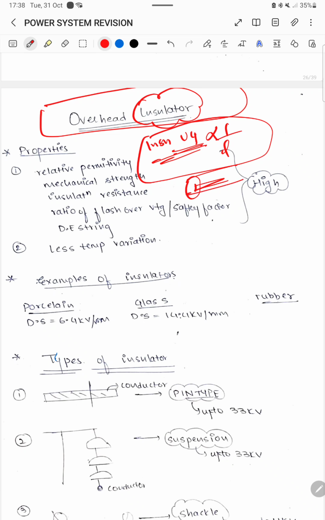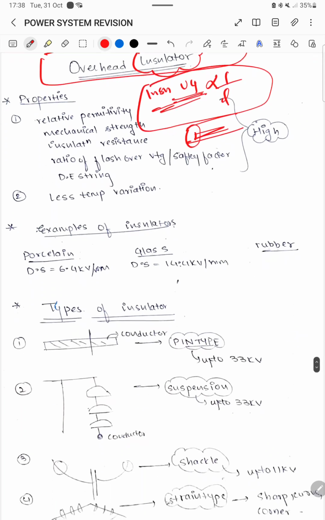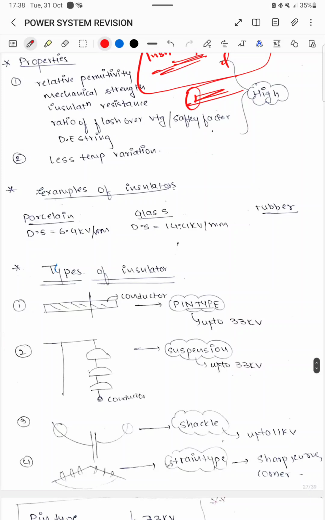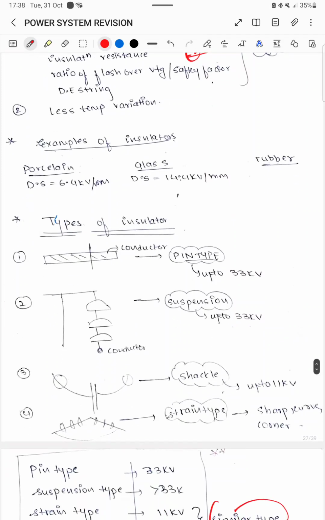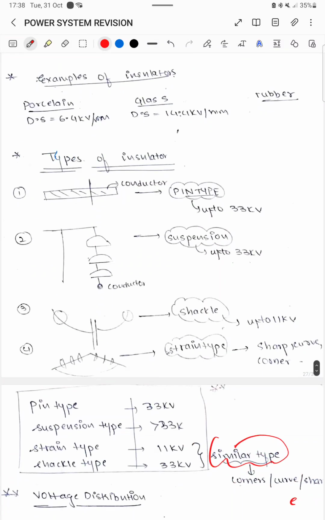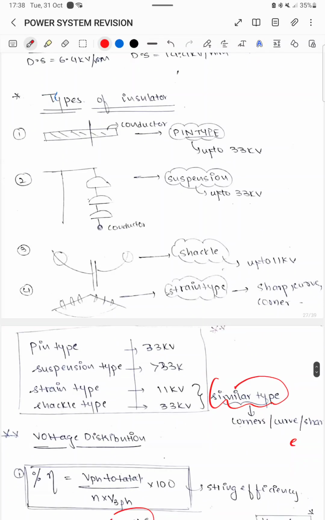Okay, so let us quickly revise. Properties we have seen. Examples of insulators were porcelain, glass and rubber, and the one with the maximum dielectric strength was glass. Types of insulator were pin, suspension, shackle and strain. Pin, suspension and shackle type are used for above or equal to 33 kV, and strain type is used for about 11 kV.